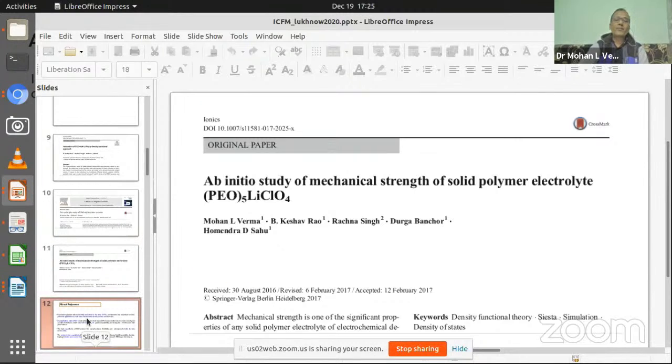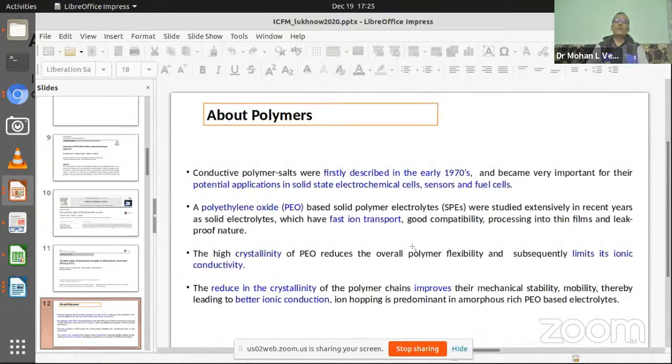Everyone knows about polymers because we have so many polymer-related devices available in the market, as well as in our daily life use. Generally, at school and graduation levels, students study polymers. These are classified into three: insulating polymers, electronic conducting polymers, and ionic conducting polymers. In this work, I will talk about ionic conducting polymers, which are used as electrolytes in different electrochemical devices.